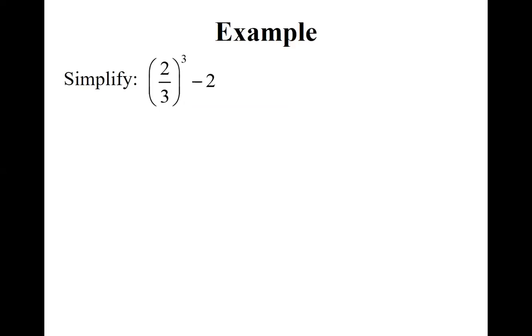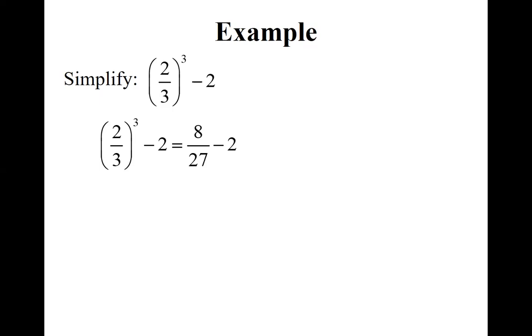Two-thirds cubed minus 2. Exponent first. 2/3 cubed is 2/3 times 2/3 times 2/3, which is 8/27. In other words, we have the cube of 2, 2 times 2 times 2, over the cube of 3, 3 times 3 times 3. And then we have minus 2 that we need to take care of now.